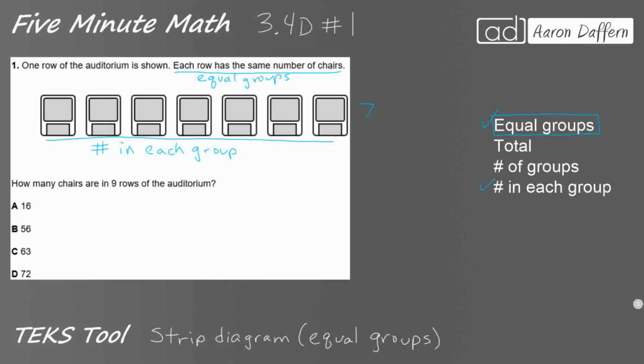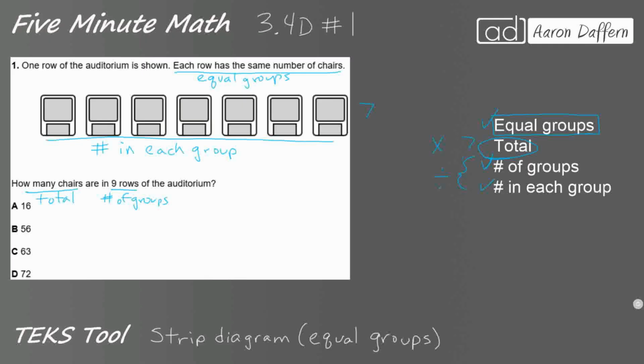So how many chairs are in 9 rows? Okay, 9 rows, they give us the number of groups within the question itself. So this is the number of groups, and we're looking for how many chairs are in 9 rows. So we don't know this. This is our unknown. When we're dealing with equal groups, if your total is unknown, that means we're going to multiply. If either your number of groups or your number in each group are unknown, we're going to divide. So let's draw a strip diagram to represent this.